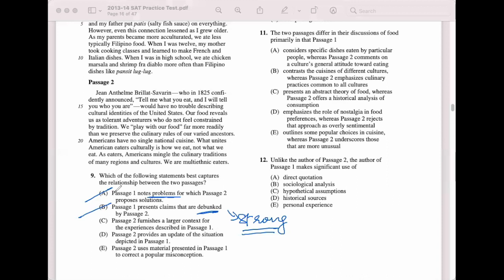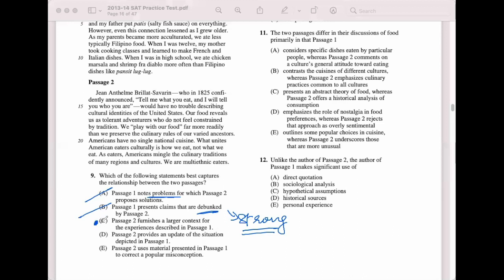Option C, passage 2 furnishes a larger context for the experiences described in passage 1. Yes, I think this is a good option because he does talk about the multi-ethnic nature of American food. And passage 1 kind of does say that we did have both kinds of food, but it takes that a step further by saying that even within that multi-ethnic tradition, we were moving from Filipino food to what is typically considered American food. So I like C, and we'll decide if that should be my answer.